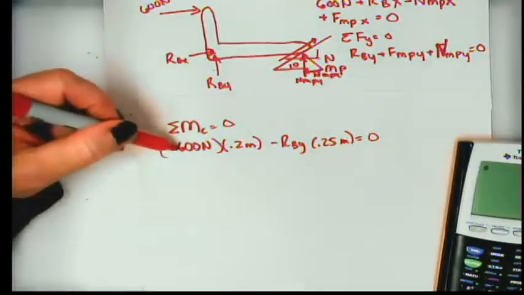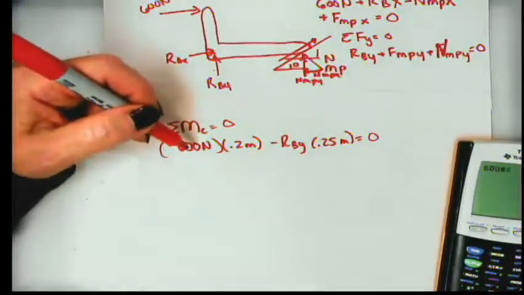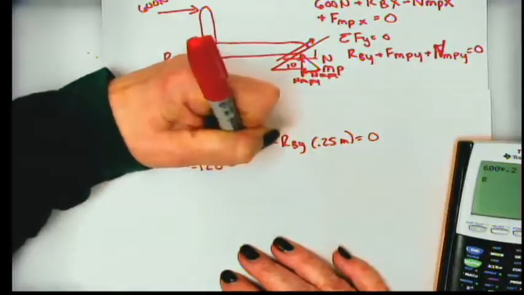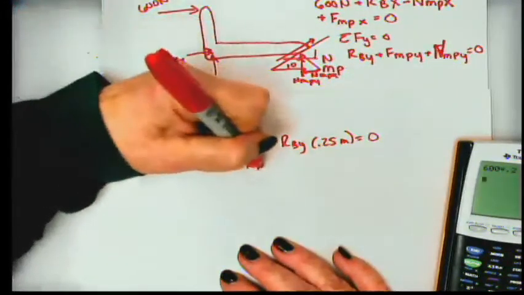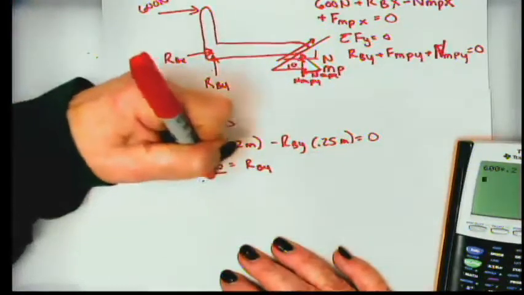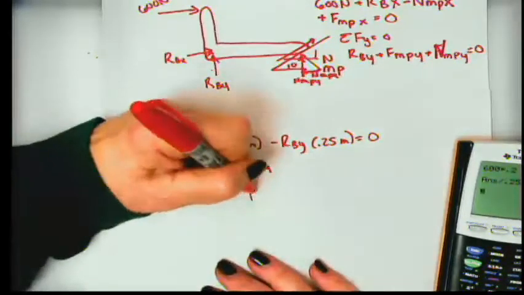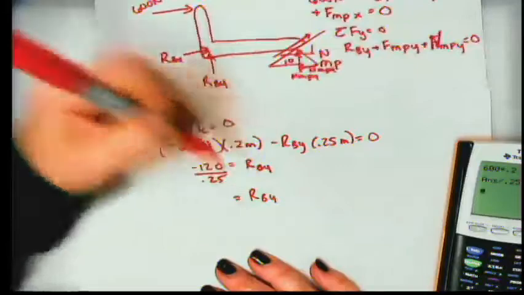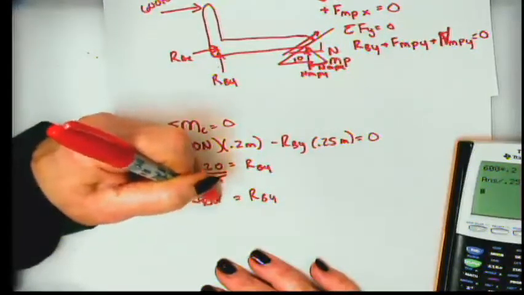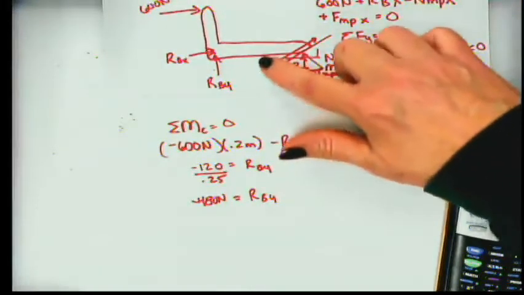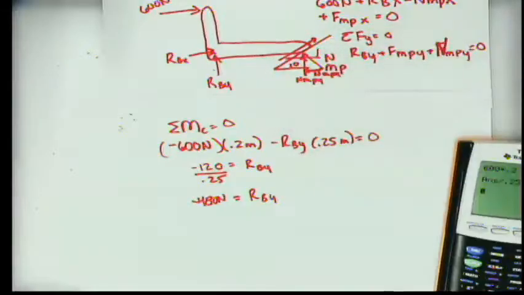Okay, so we have 600 times 0.2, and that is negative 120 Newton meters equals RBY times that, so I could just take that and divide, and I'm going to get a negative number. And I get that RBY, that magnitude, is negative 480 newtons, which means I've drawn it incorrectly. Well, if you think about this, that makes sense, because really RBY is going to be pulling the machine part down, isn't it? It's not going to be pushing it up. It's in tension. Yeah, actually.